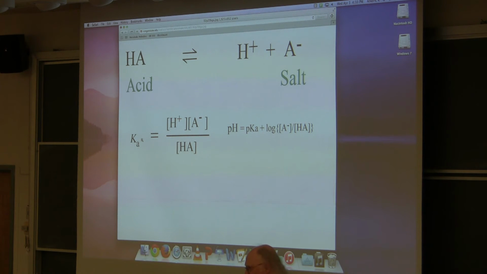I will. Okay. So, will I repeat what I just said is the question? And so what I just said was this. All right? This equation shows us the ionization of an acid. Acid loses proton, becomes salt.